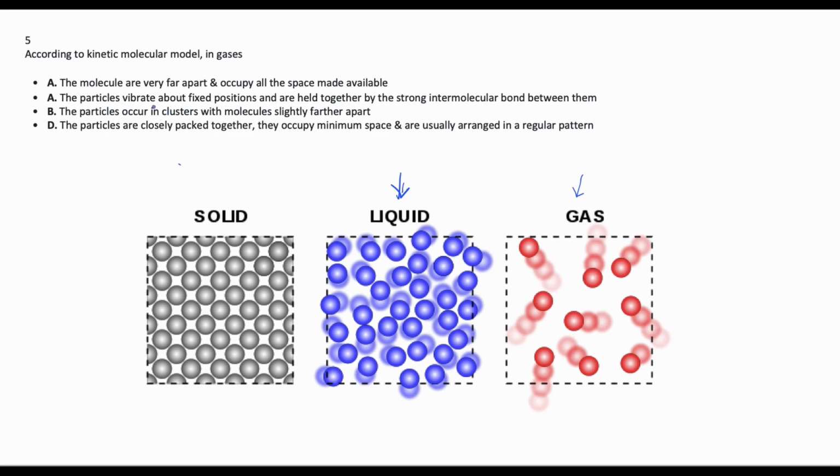Now let's go through our options here. Option A says the molecules are very far apart and occupy all the space made available. Now that's our answer, but let's just look through. The particles vibrate about fixed positions and are held together by strong intermolecular bonds. That's solid. The particles occur in clusters with molecules slightly far apart. That's not gases at all. And the particles are closely packed together. They occupy minimum space and are usually arranged in a regular pattern. Obviously, that's solids again. So our answer here is A. They're far apart and they occupy all the spaces that are made available for them.